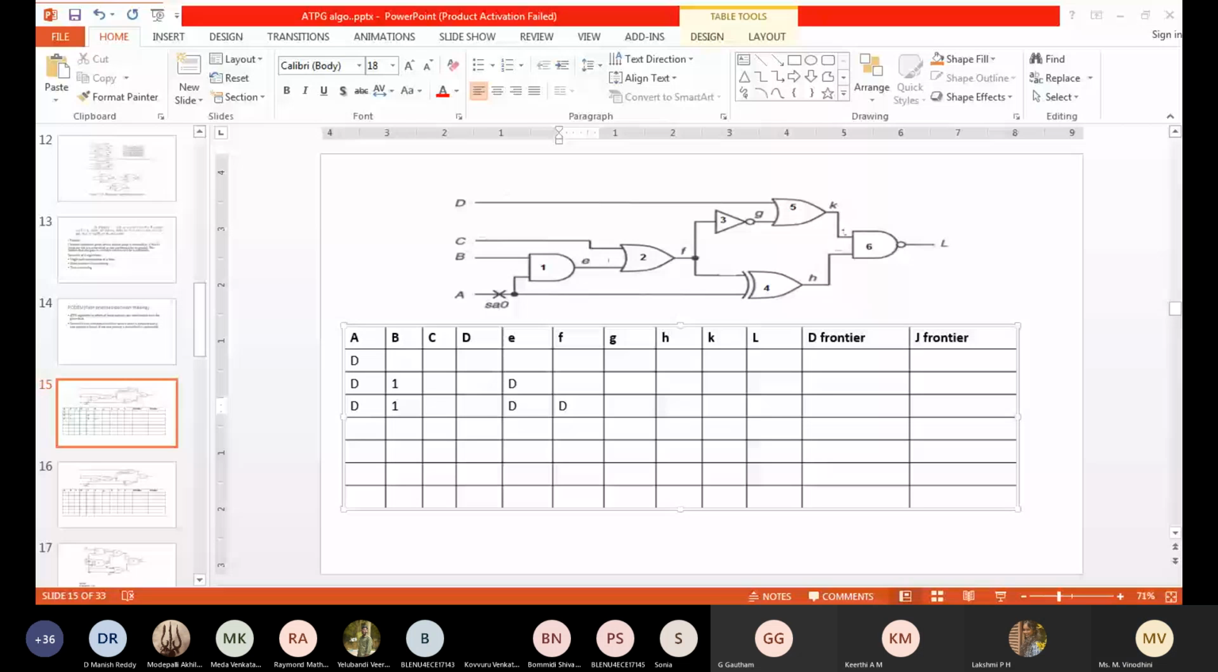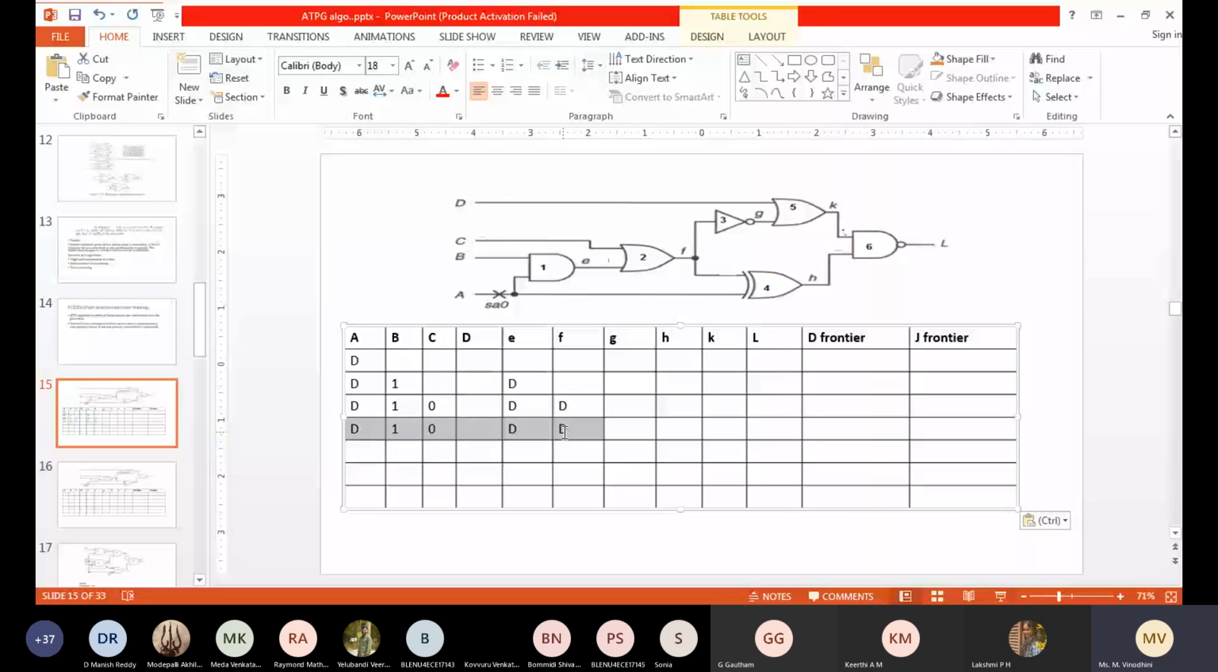From E, I have D. From E, I need to take it to F. What should be my C? This is an OR gate. C should be 0. C should be 0. Okay, so let me copy this once again here. Now our fault is at F.